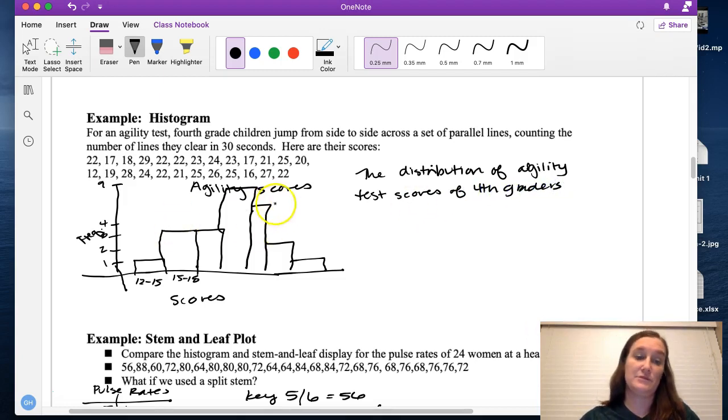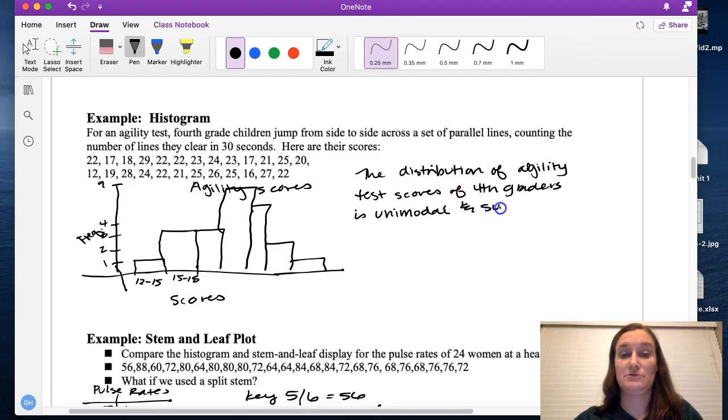Now, we want to describe the shape. I mean, this is definitely not perfectly symmetric, but I would say it's fairly symmetric. I don't see a tail necessarily, so it doesn't have to be perfect. Sometimes there's more than one answer to what the shape could be, to be honest. So we're going to say it's definitely unimodal and symmetric, or you could say roughly symmetric if you want to give a little wiggle room to your answer.